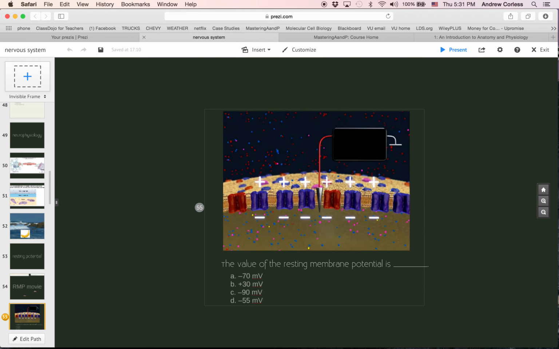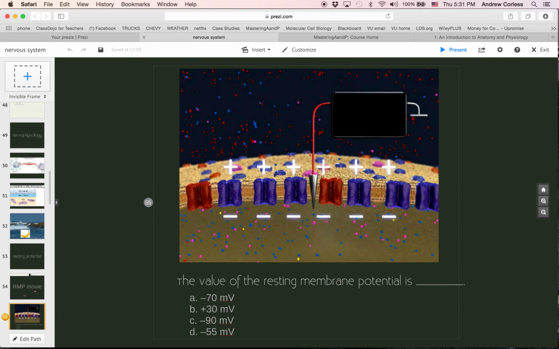Now I'm going to ask some questions. The value of the resting membrane potential is -70.